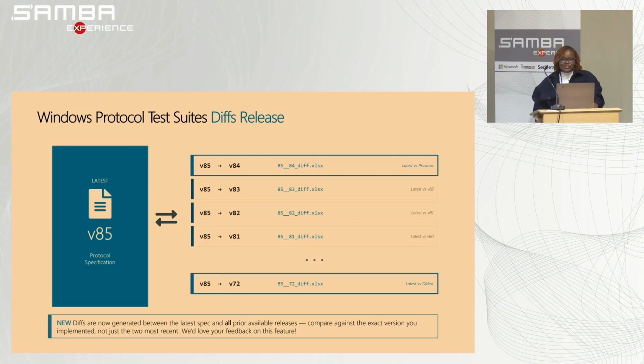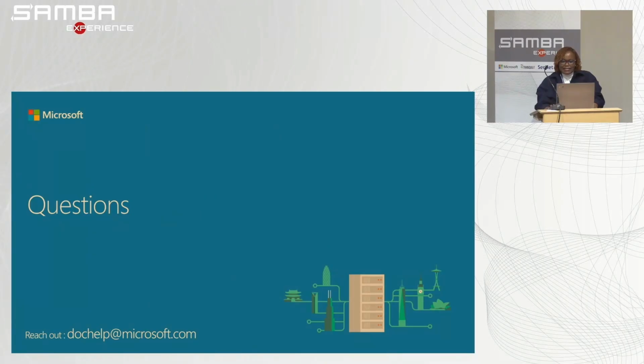So if your latest implementation targeted version 81, you'd be able to get a list of all the changes that have happened between version 81 and 85. That's pretty nifty. It's a new feature, and we'd genuinely love your feedback on it, whether the format works for you, and what would make it more useful, so you can let us know. That's all I had. I'll open it up to any questions you may have.